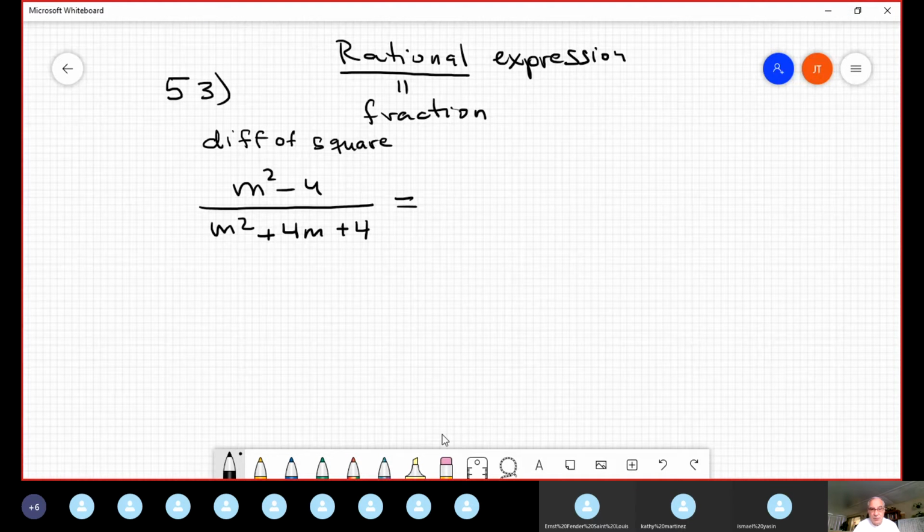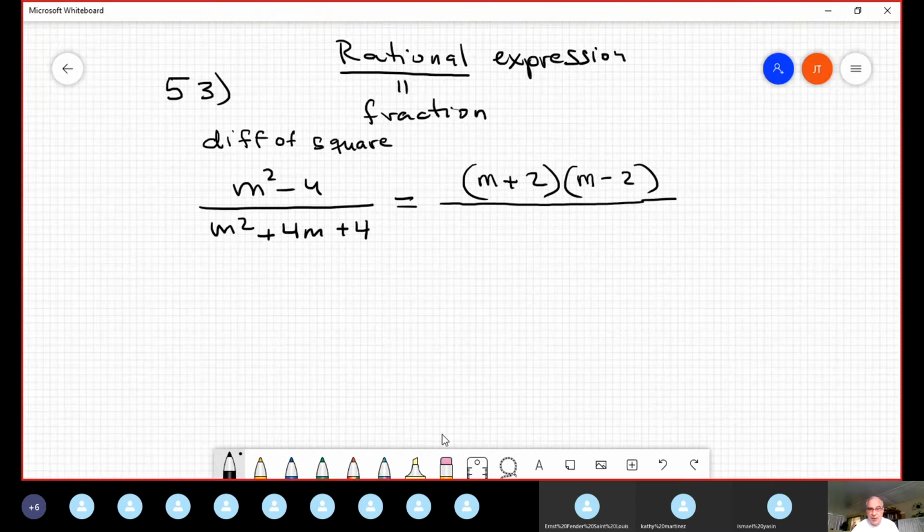For the factorization of the difference of squares, you open two parentheses, put m, and the square root of 4 is 2, with plus and minus. Everyone follow me? The formula is a squared minus b squared equals (a plus b)(a minus b). In our specific example, a is m and b is 2.